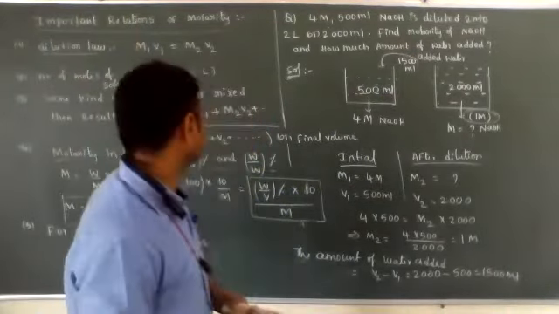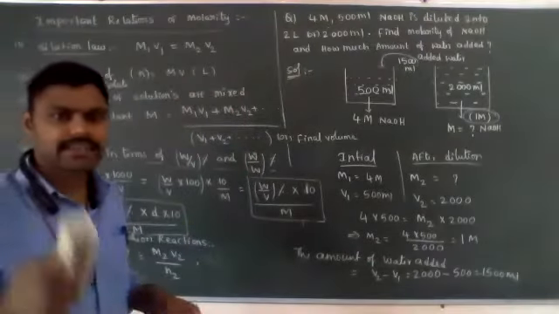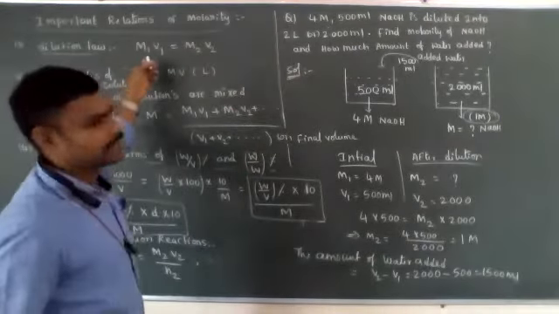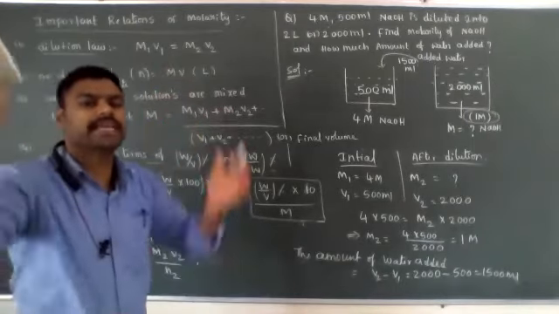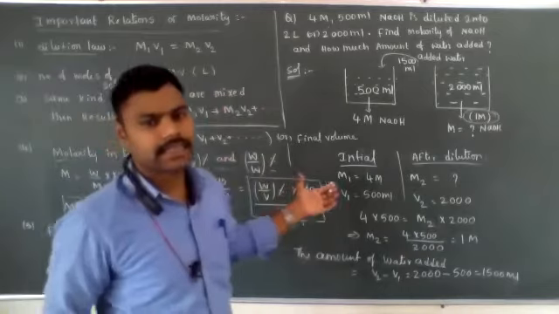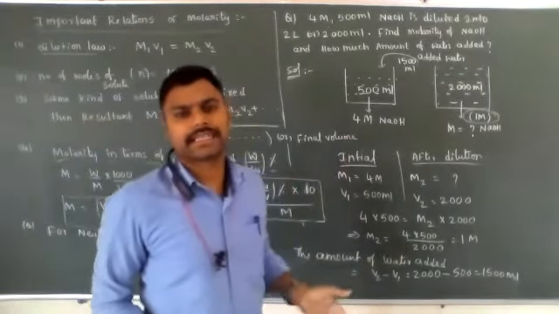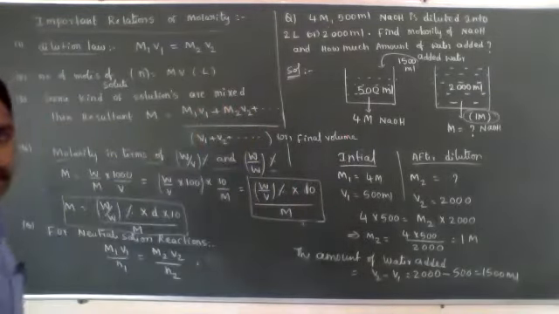Why does the concentration decrease when the volume increases? Because molarity is equal to n by V. n is constant, but the denominator, volume, is increasing. Then the resultant molarity decreases. Understood? This dilution problem, understood, everyone?